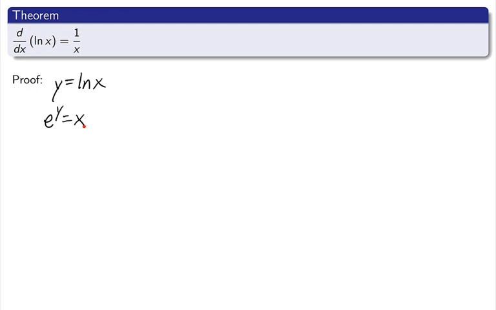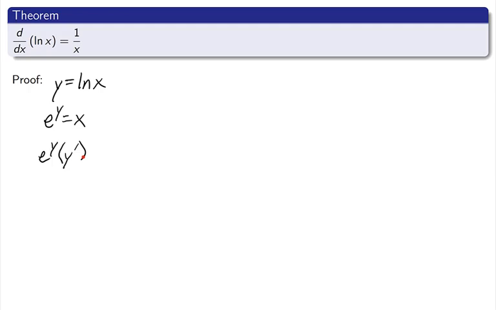Now while this will look a little bit strange, I'm going to take the derivative with respect to x. Keep in mind y is a function of x, it's actually the natural log of x. But if I look at e to the y, I'm thinking e to some power. The derivative of e to the y is going to be e to the y times the derivative of that exponent, y prime. So that just used the chain rule. Now this is a little bit of a strange method.